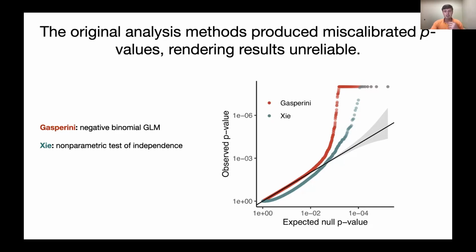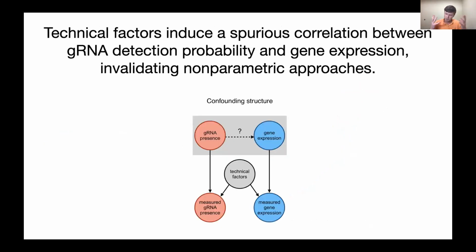So why is this the case? Well, there are two core challenges in the analysis of these single-cell CRISPR screen data. The first challenge is that technical factors such as sequencing depth and batch affect both guide RNA detection probability and gene expression measurement. The idea is, sequencing depth, for instance, varies across cells, and so cells that are sequenced more deeply would have a higher measured gene expression, but we're also more likely to detect a guide RNA in cells that are sequenced more deeply. So basically, these technical factors are acting as confounders.